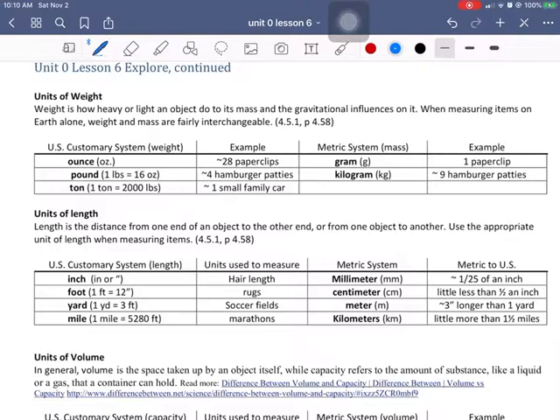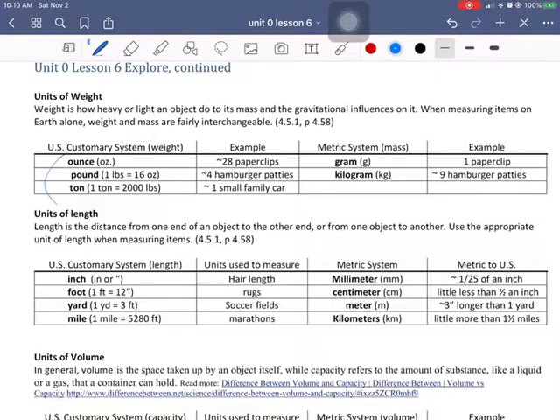Okay, so when you're on the Earth, the customary units we use are ounces, pounds, and tons. For example, an ounce is about 28 paper clips. In the metric system, the closest thing to an ounce is a gram, and that's actually the weight, or the mass, of one paper clip.